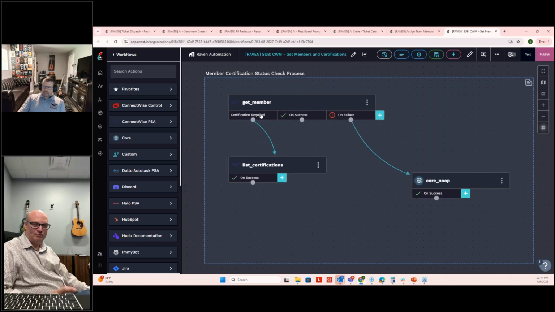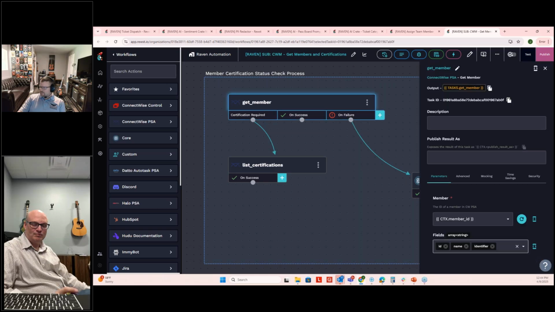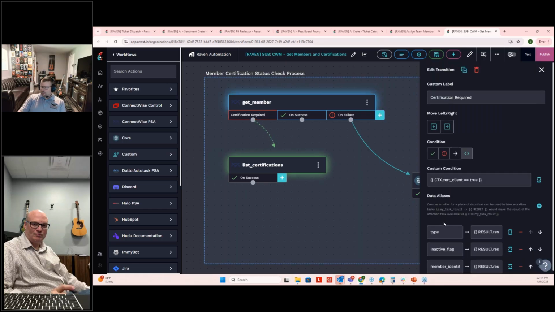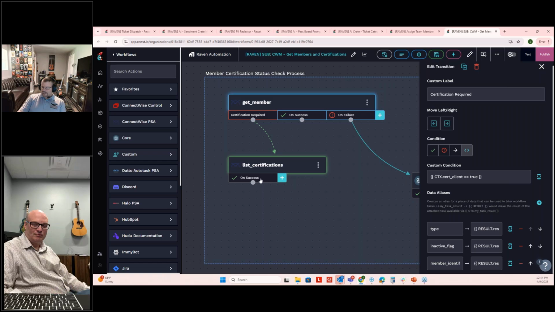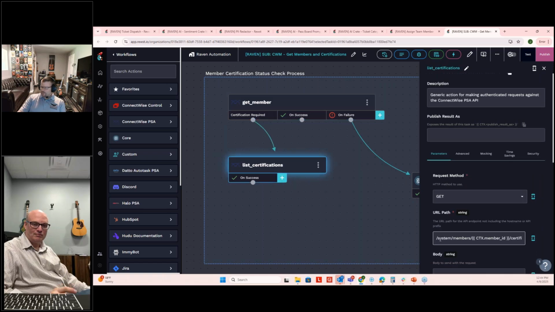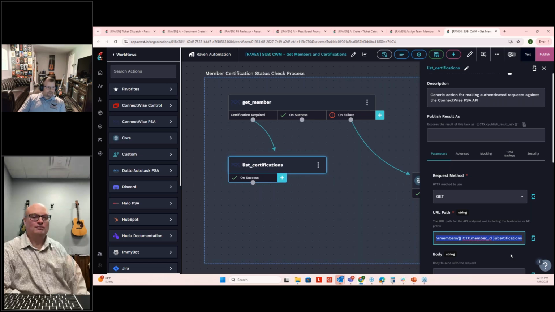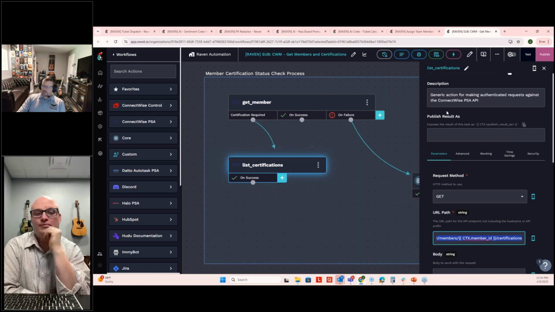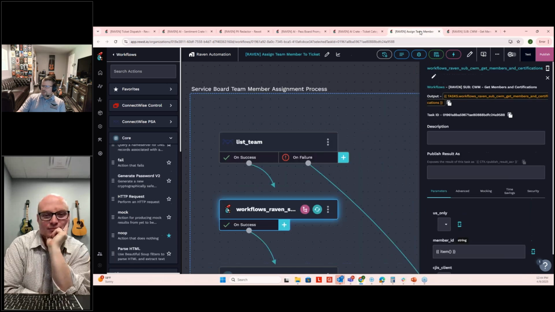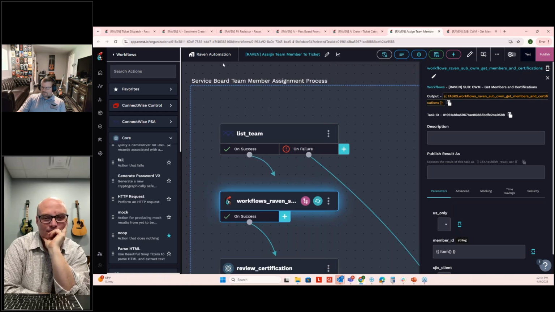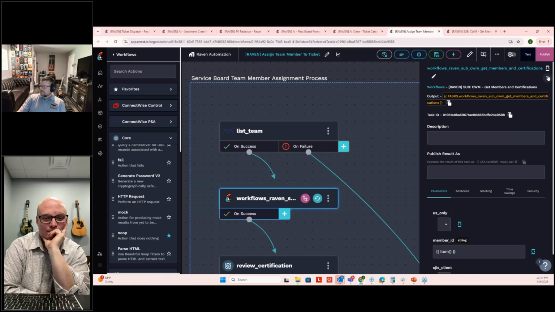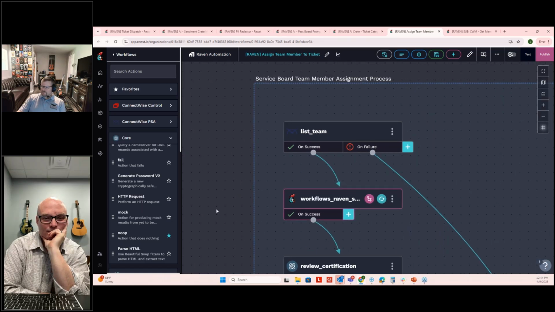We query an API endpoint in ConnectWise, and we're just looking to see if they have what we're looking for. That's it, just by running get member. So we get the information that we need. We pass this in and hit the list certifications endpoint. This is it. If they have it, great, we output that they have it. If they don't, then we output that they don't. So when we go back to this assign team members to ticket part of this, my note box gets in the way.